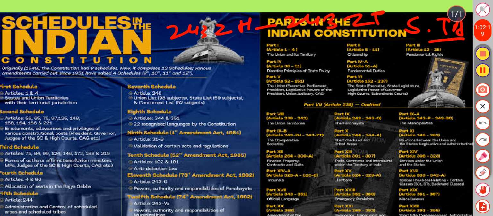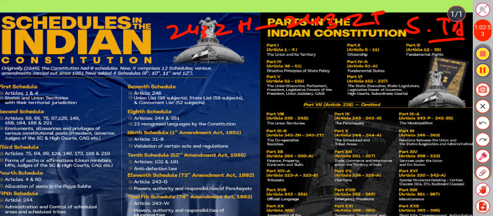So move to part 14A. So article 323A clause 2 to 323B. Under this we will see tribunals. So part 15. Under part 15, article 324, that is election, and especially in this, superintendence, direction and control of elections to be vested in an election commission, right.